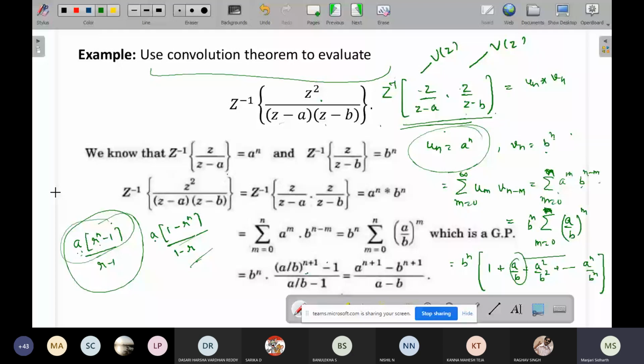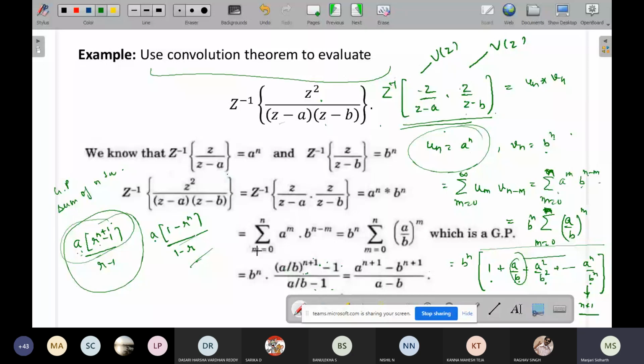If suppose we have n plus 1 terms, we use n plus 1 here. The first term has power 0, the second term power 1, the third term power 2, and this last one is power n, which means it is the (n plus 1)th term. That means we have n plus 1 terms here. So that's why it is common ratio power n plus 1 minus 1, over a by b minus 1. So this is your convolution theorem example.